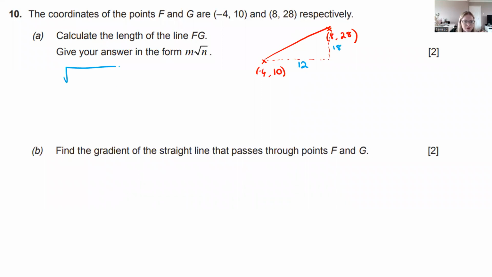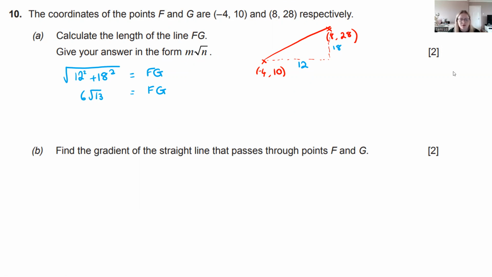So we use Pythagoras' formula, so that's a squared plus b squared, and then all of that is going to be square rooted. So 12 squared and 18 squared, and that's going to give us FG. At this point, just type that straight into your calculator, like this. Okay, and we get the answer of 6√13 equals FG. Now it tells us that we need to give our answer in the form of that. So that's that one finished, all done.